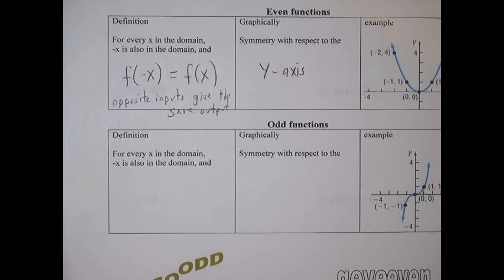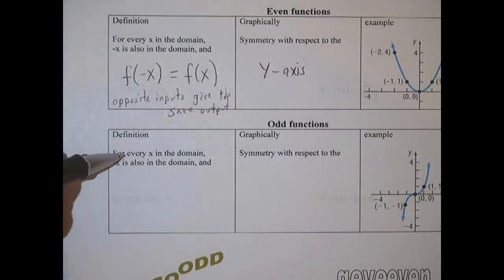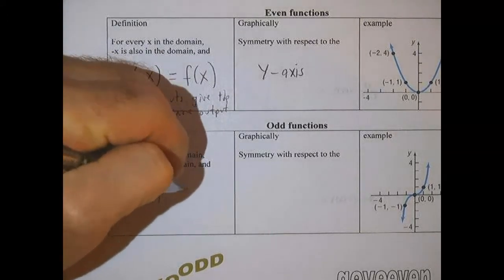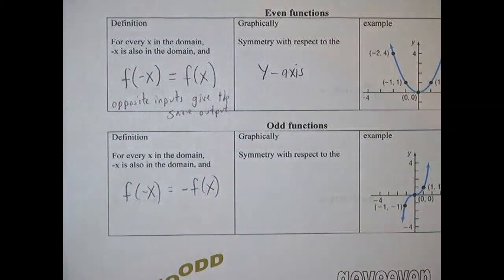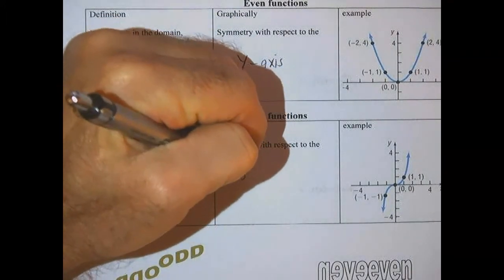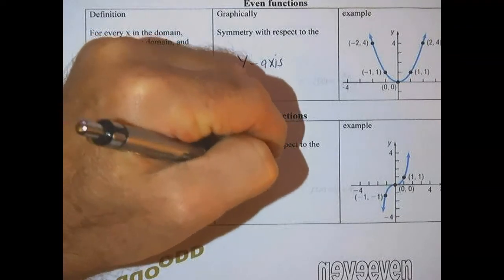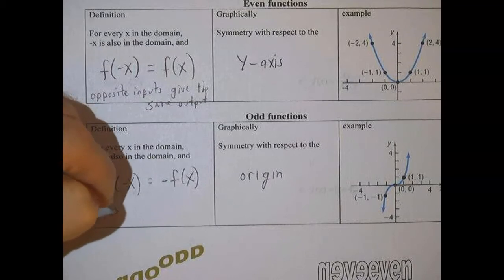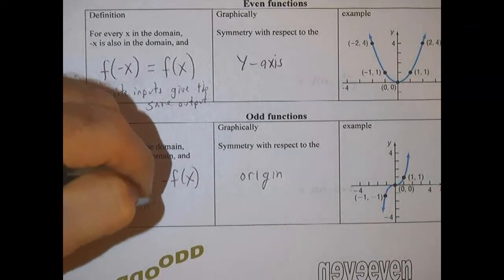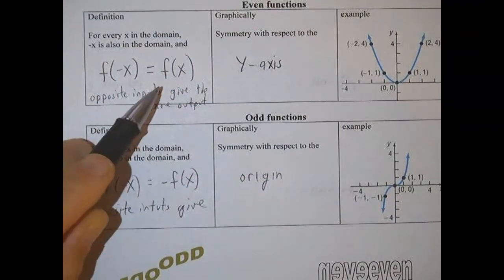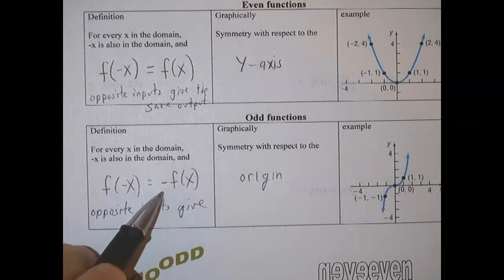Okay, let's look at the odd function definition. So for every x in the domain, negative x is also in the domain, and f of negative x is equal to the opposite of f of x. This will give us rotational symmetry around the origin. We just call this origin symmetry. Here, opposite inputs give, well, instead of up here where it was the same output, here you're going to get opposite outputs.